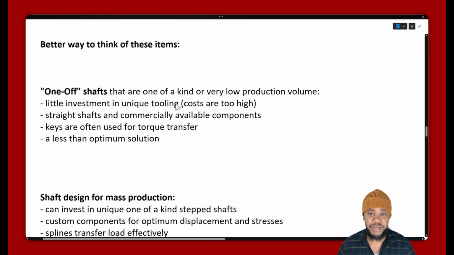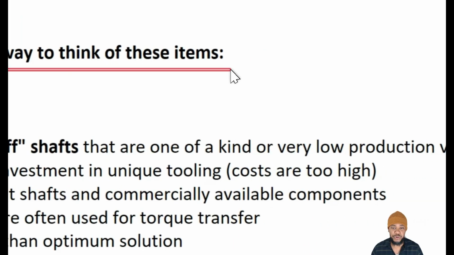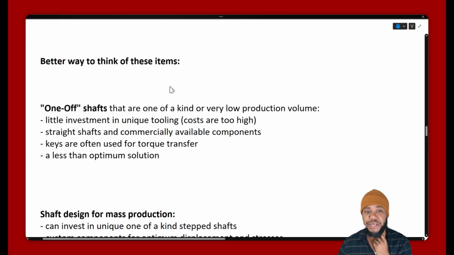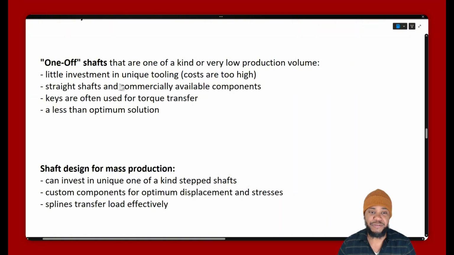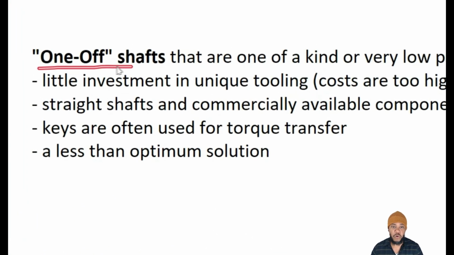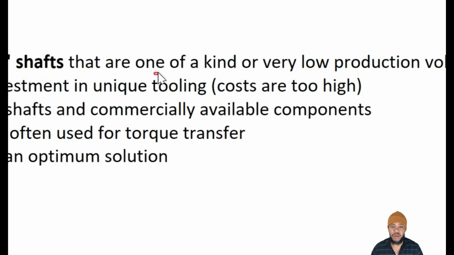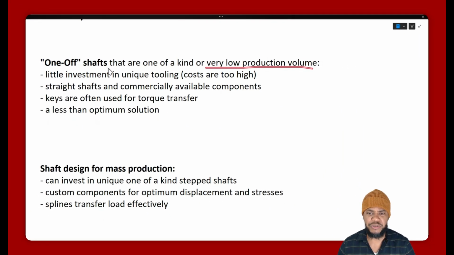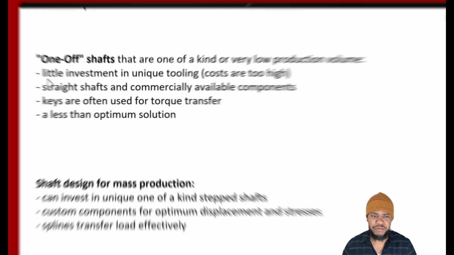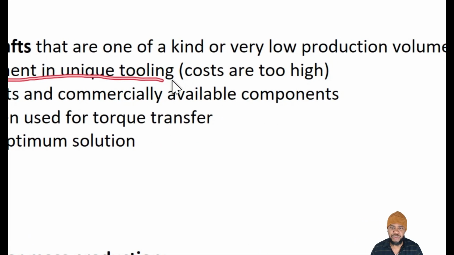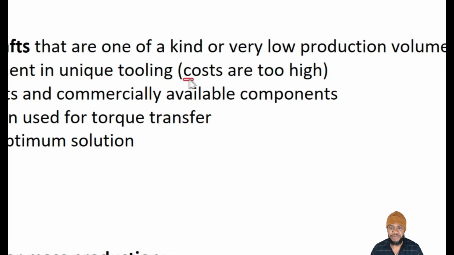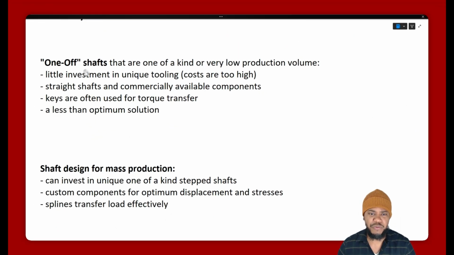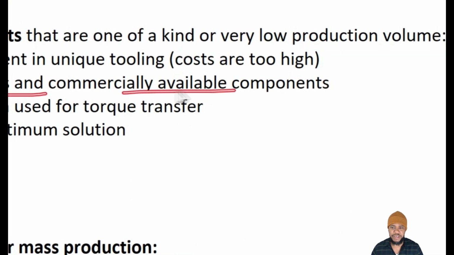So a better way to think of shafts, before we get more into detail on keys and splines and pins, is in designing shafts, we can think of them in two ways. We can think of the one-off shaft, where we're making a one-of-a-kind part to a very low production part. In those cases where there's only one that we're making, often we don't want to invest a lot of money into making unique tooling and custom castings because the cost would be too high. So often one-off shafts or low production shafts are not highly optimized.